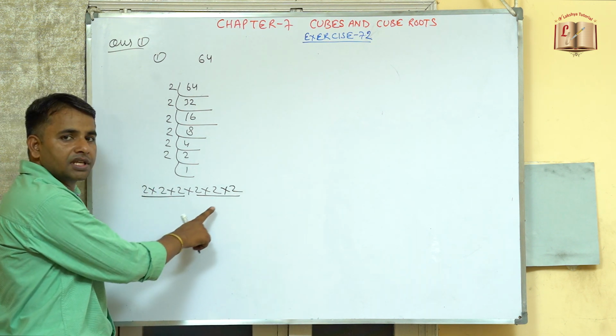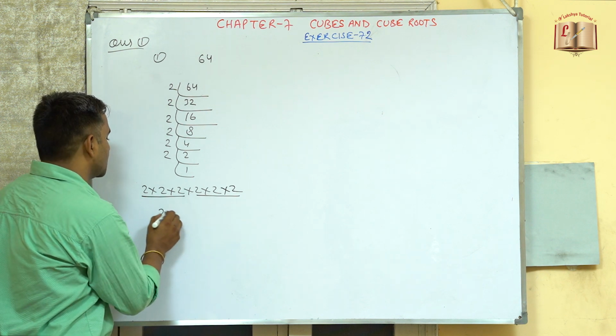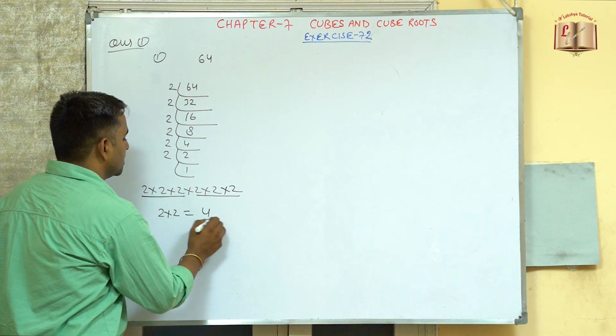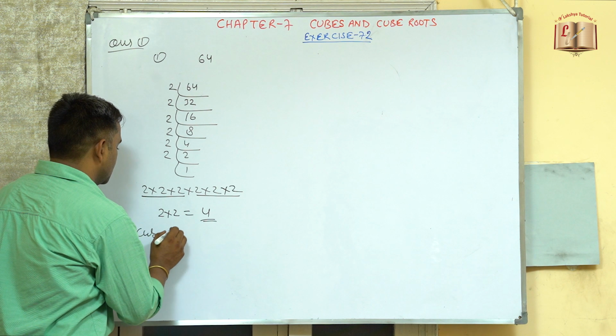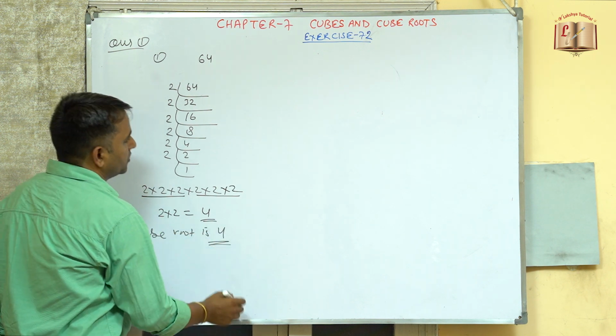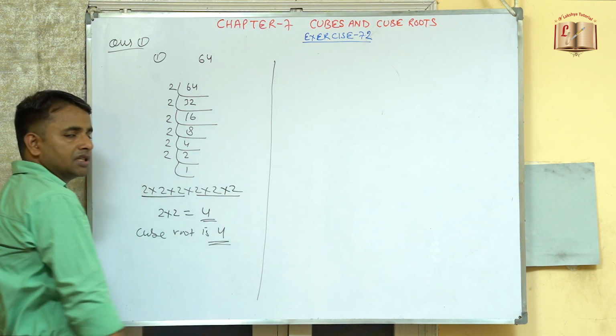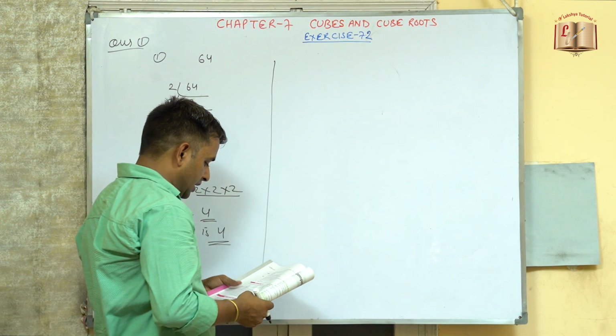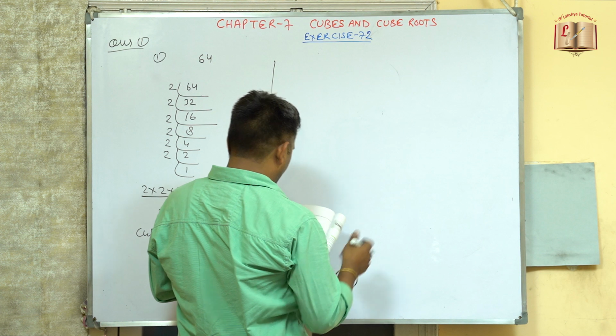Now from both the pairs, what will we do? We will take one from each. So this is 2 into 2, so this is 4. So the cube root is 4. Similarly we will proceed for the other parts of it.